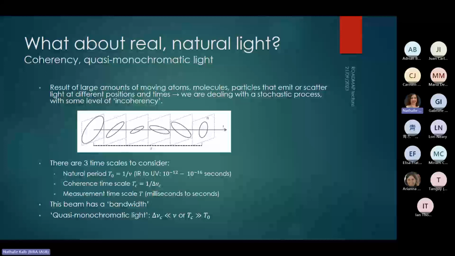So this beam has a bandwidth, and in the theory of polarization we call it quasi-monochromatic light. It has a bandwidth that is much smaller than the actual central frequency of the light. So you can really speak about a frequency of the beam, but it has a certain bandwidth. Compare it with the Doppler shifts or the pressure broadening of spectral lines and things like this.